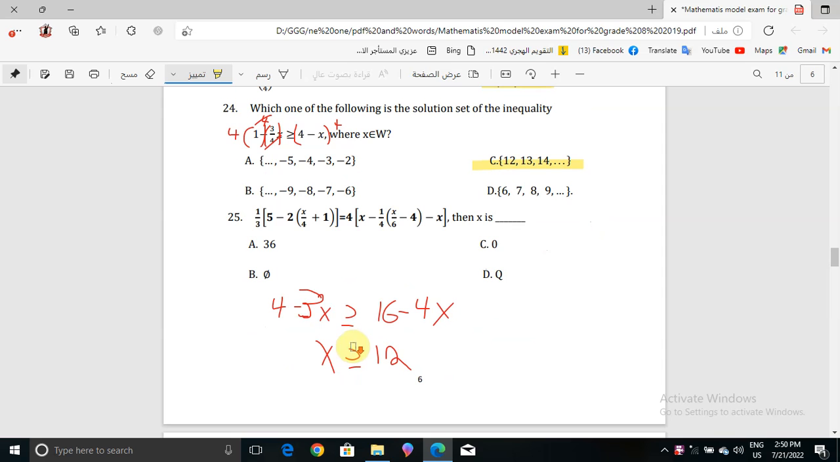Okay, now question number 25, here it has a high equation, right? Then it is asking x is what? Here if you see, the question is very big and it has many numbers in one equation, so that means it's empty. So the correct answer for question number 25 will be empty.